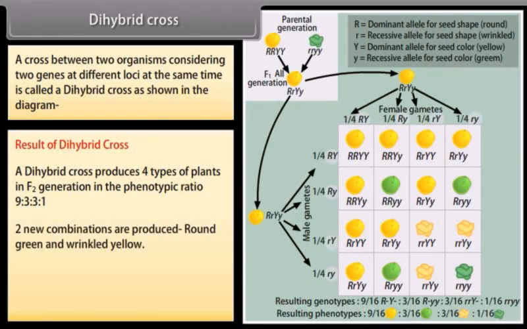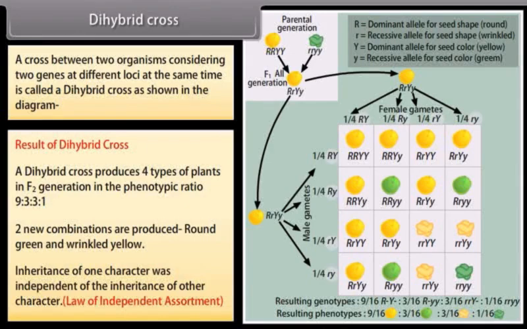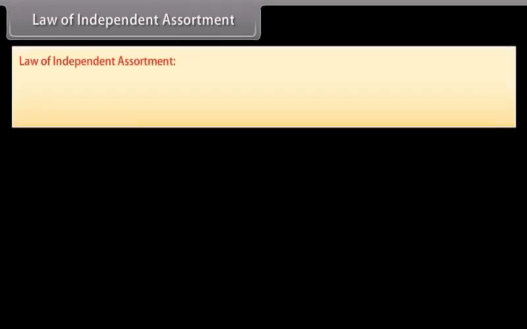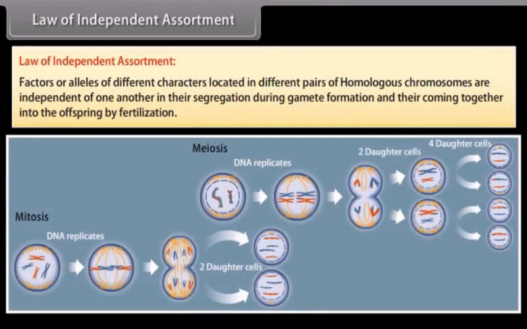2 new combinations are produced, round green and wrinkled yellow. Inheritance of one character was independent of the inheritance of other character. Law of independent assortment. Factors or alleles of different characters located in different pairs of homologous chromosomes are independent of one another in their segregation during gamete formation and their coming together into the offspring by fertilization.